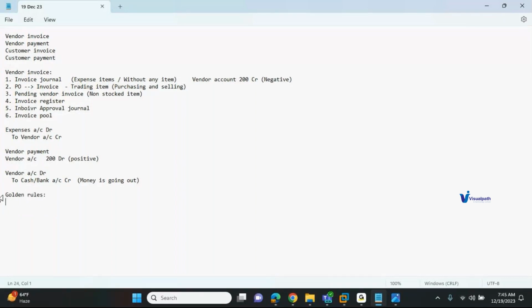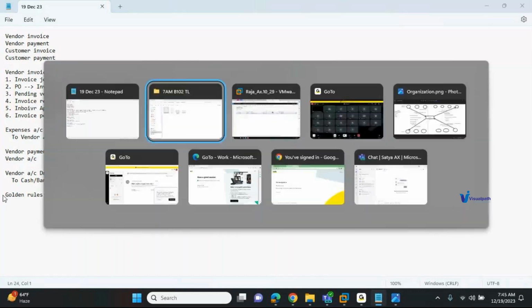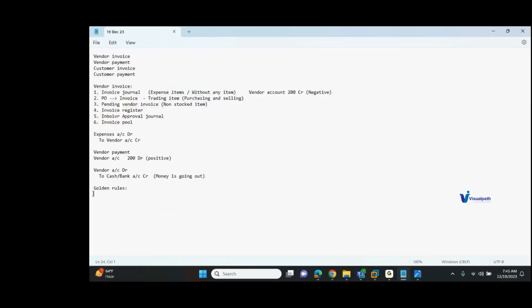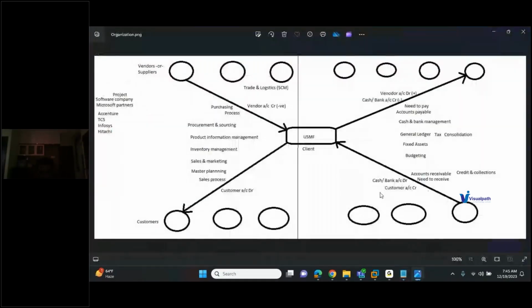Please come. Sorry to interrupt you, sir. Yeah, please. Means expenses account is for client, and vendor payment is for vendor. Vendor account is for vendor. Don't confuse this. You are running your business, and you are receiving material from the vendor. So vendor account credit, you need to pay. Not client. This is your business. You need to imagine this is your business.